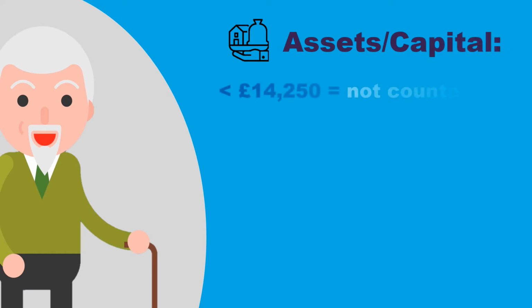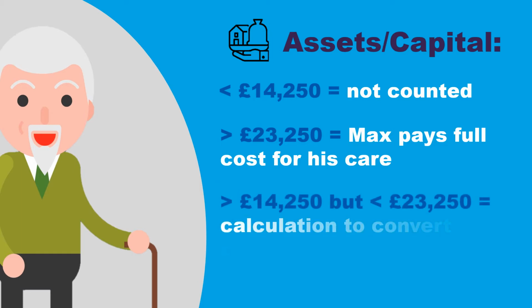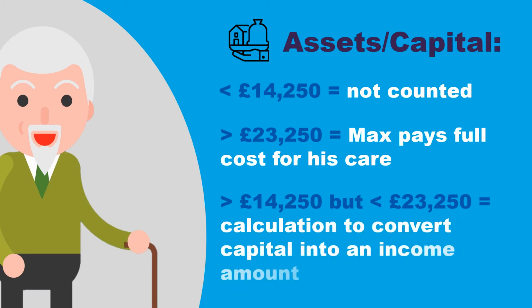If Max has less than £14,250 in assets, then these are not counted when calculating his share of the cost of his care package. If the total value of Max's assets is more than £23,250, then he will be required to pay the full cost of their care. If the value of Max's assets is somewhere between £14,250 and £23,250, then a figure is calculated to convert it into an income amount.